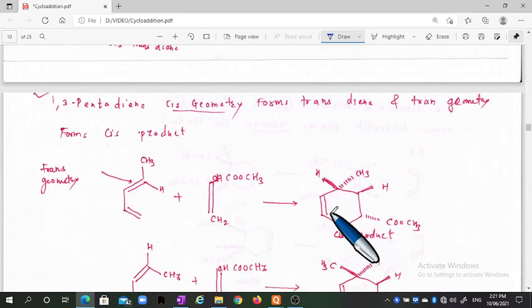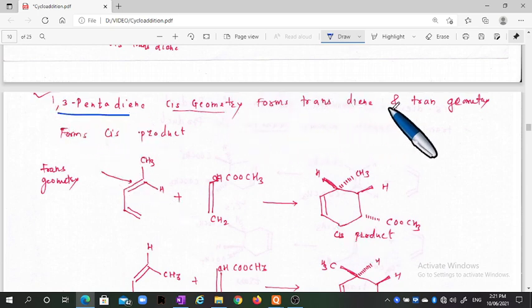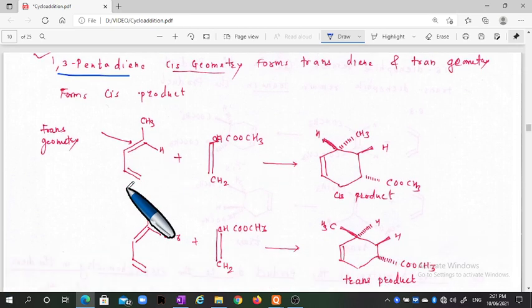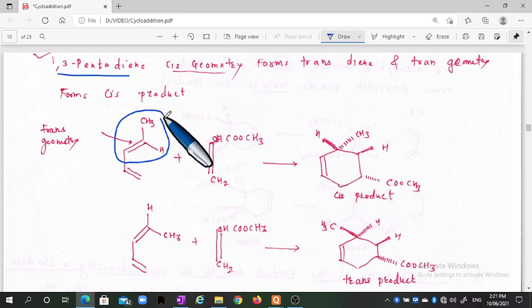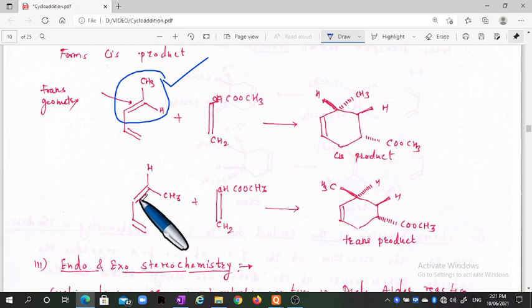Next is 1,3-pentadiene: the cis geometry forms the trans product and the trans geometry forms the cis product. We have concentrated on this region. Only this CH3 is trans to this double bond, and this CH3 is cis to the double bond. This is the same side, cis. This is away from this double bond, that is the trans one. This is the trans form.